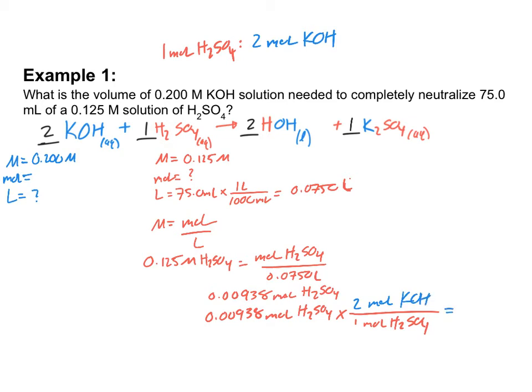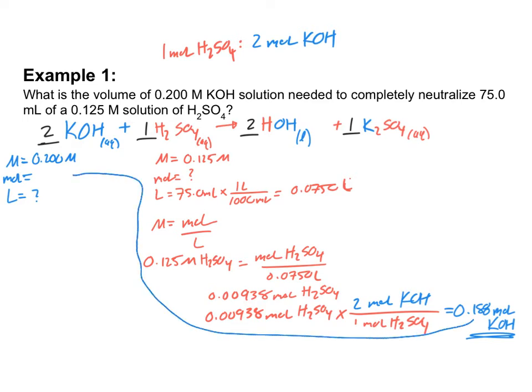So when I plug that in the calculator, I take the 0.00938 times 2, I get 0.0188, because 3 sig figs, moles of KOH. So now that I know my moles of KOH, I'm going to put that here. Well, I'm going to just draw an arrow. So I'm going to do this. Okay. So now I can go ahead and use that information to help me find out the volume of KOH.